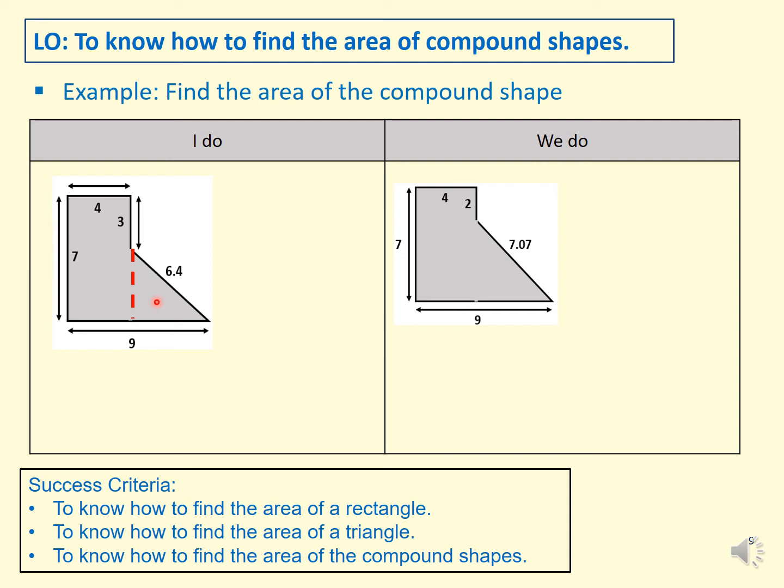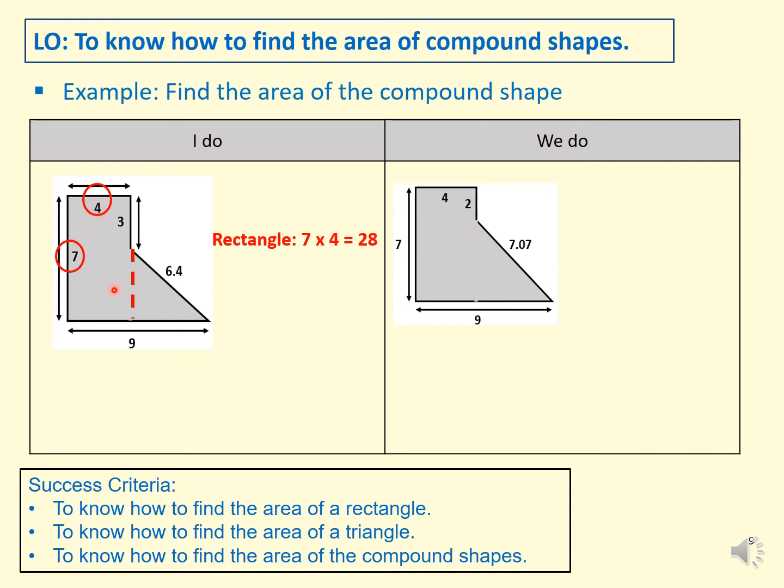So first step, find the area of that rectangle. To find the area of that rectangle, I need the width, which is 4, and I need the length, which is 7. So if I times 4 and 7, I get 28, which is the area of the rectangle.